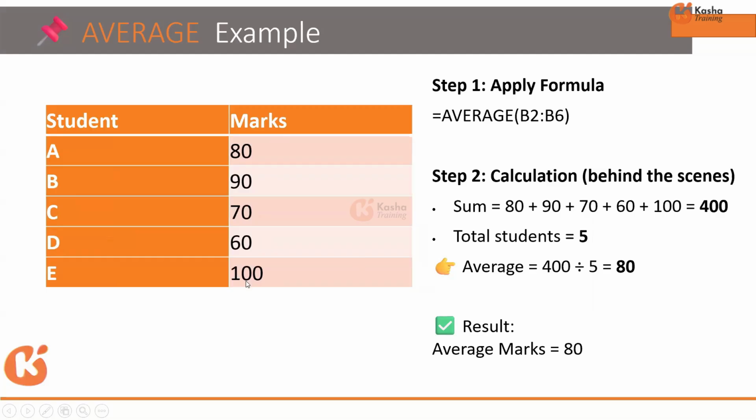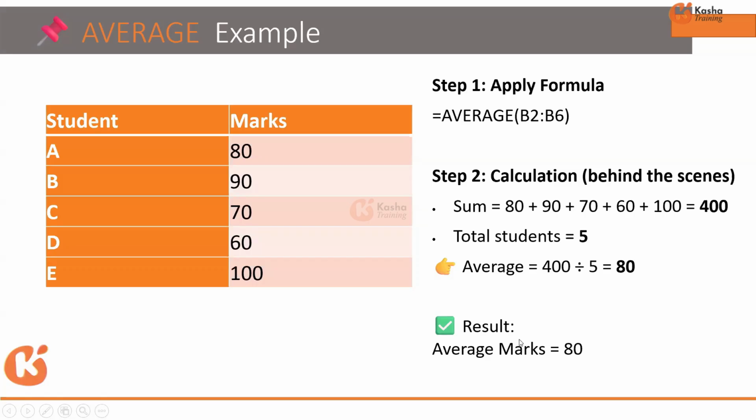If you add this total, it comes to 400, and the number of students is 5. So if you want to find the average for this, 400 divided by 5 comes to 80. So this is the average of your marks.